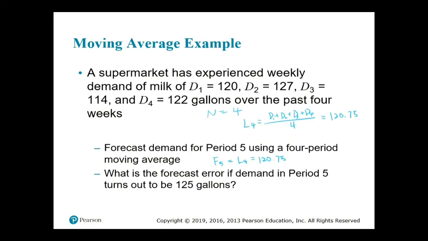What is the forecast error? Error is the forecast minus the actual demand. So say we're at period 5 or week 5, and we observe the demand actually turns out to be 125. That means the previous forecast error is minus 4.25. And then once you learn this demand, you can update the estimate and the forecast. Okay, so L5 is D5 plus D2 divided by 4 and equals 122.